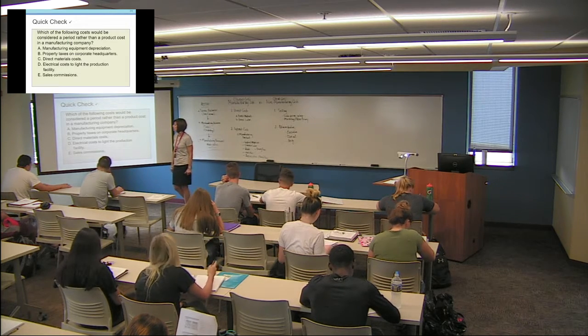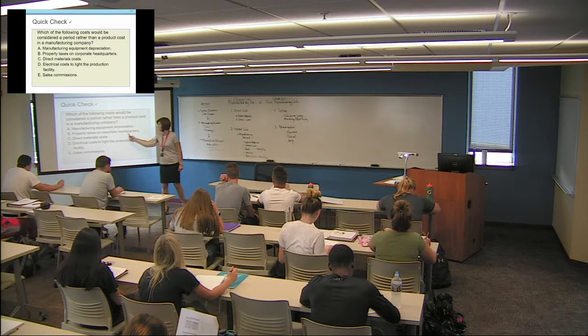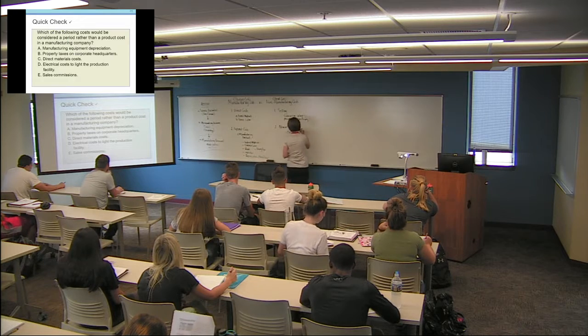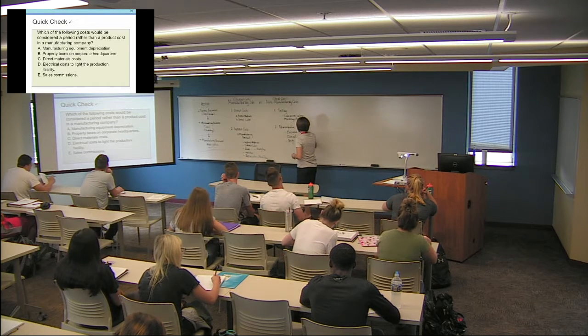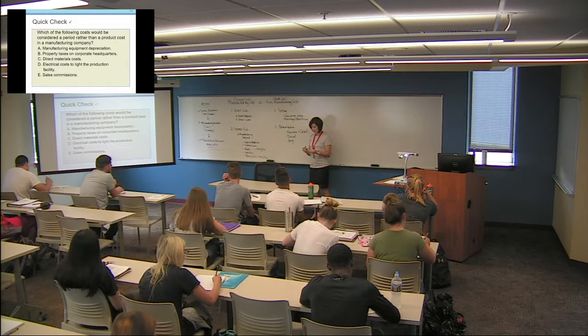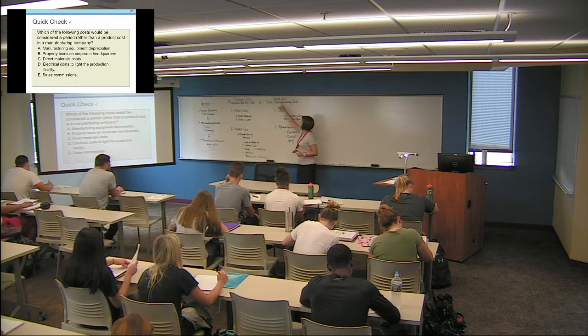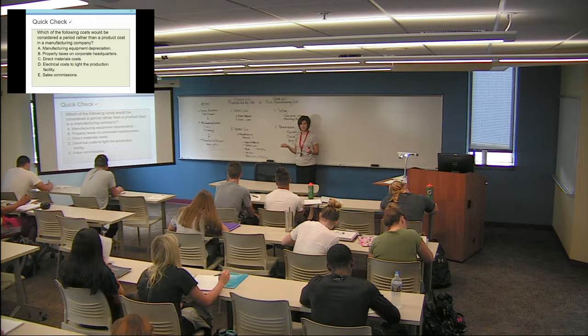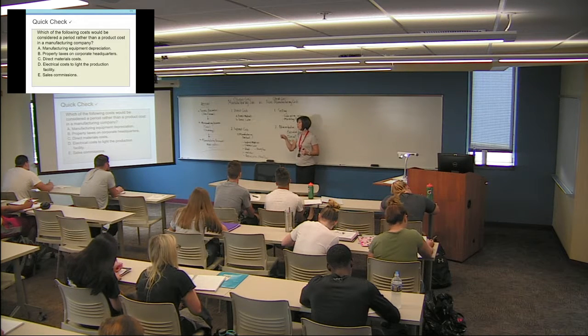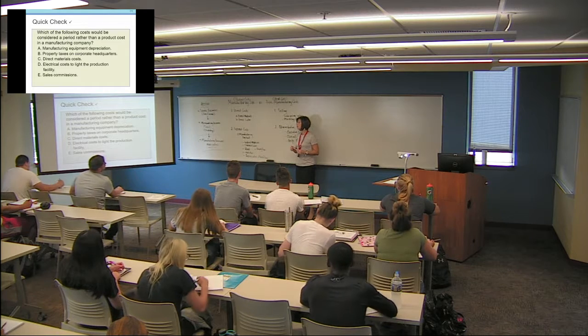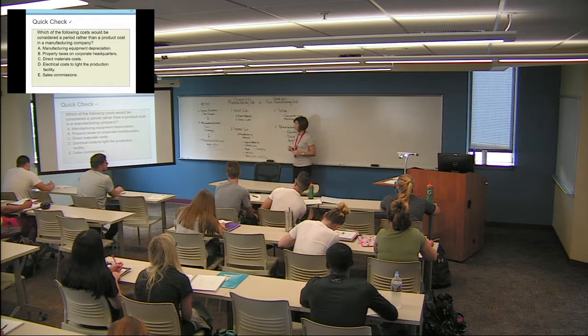What about B? Property taxes on corporate headquarters. So corporate headquarters would be anything here under executive. Another word for that is just corporate whatever. So executives, corporate headquarters, that's going to be a period cost. Get the idea? Okay, so we would circle B. It is a period cost, even though it's property taxes.